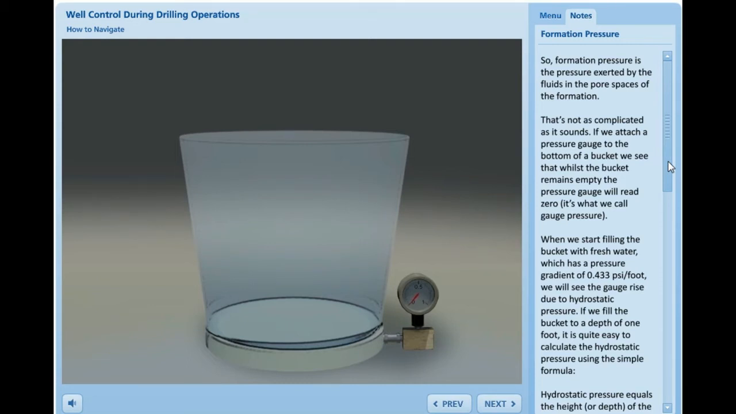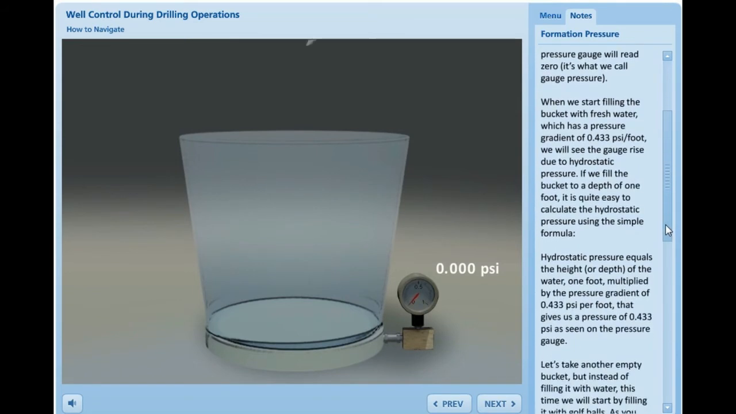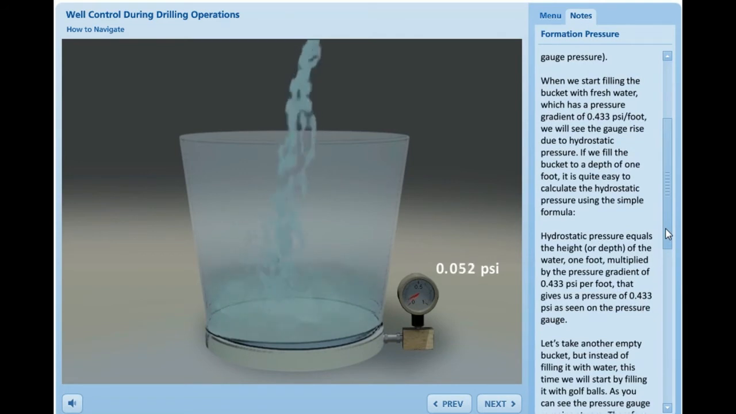If we attach a pressure gauge to the bottom of a bucket, we see that whilst the bucket remains empty, the pressure gauge will read 0. It's what we call gauge pressure. When we start filling the bucket with fresh water, which has a pressure gradient of 0.433 psi per foot, we will see the gauge rise due to hydrostatic pressure.